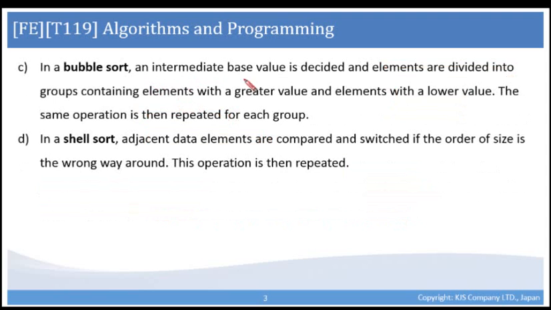C: In a bubble sort, an intermediate base value is decided and elements are divided into two groups containing elements with a greater value and elements with a lower value. The same operation is then repeated for each group. D: In a shell sort, adjacent data elements are compared and they are switched if the order of size is the wrong way round. This operation is then repeated.